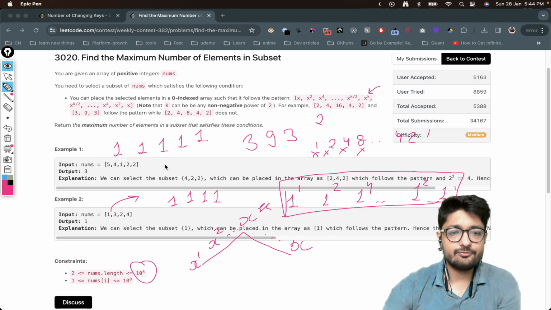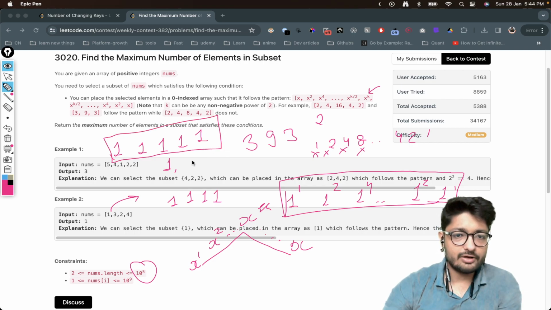So the total number of elements in the final output can be 1 or 3 elements or 5 elements or 7 elements.